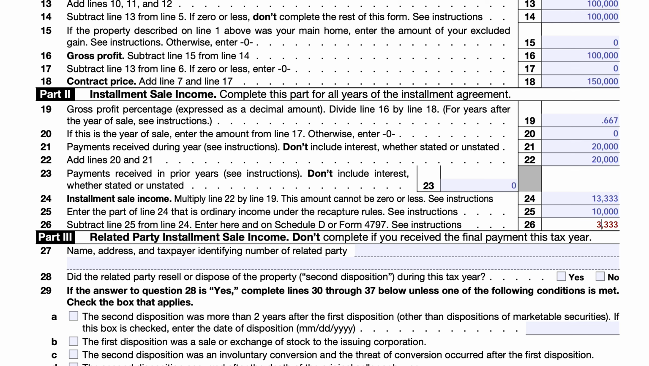Now, we wouldn't have to complete part 3 based on what we reported, and you don't need to complete part 3 if this is the final year of the installment payment. But you can find the definition of what a related party is in our article. But let's just say that John Doe sold this to his father, James Doe.